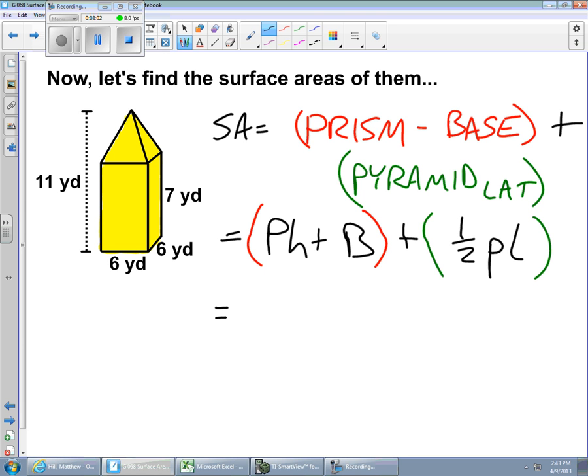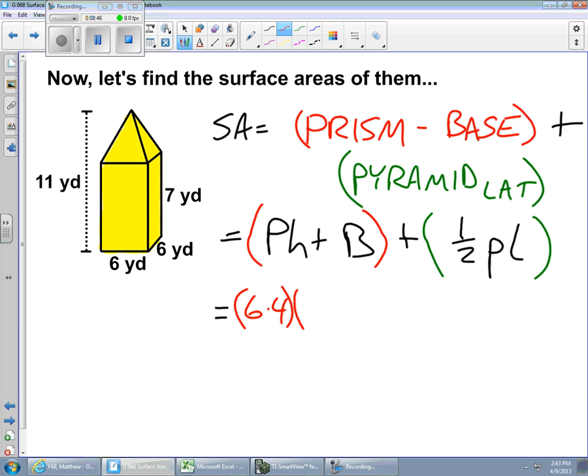Okay, so let's fill in some numbers. P represents the perimeter of your base. So in these red parentheses here, the perimeter of the base of our prism. What is the perimeter of the base of our prism? No, not 36. We're not getting the area. We're just going around the outside. So 6 yards across the front, 6 across the right, 6 across the back, 6 across the left. You've got 6 on each side and 4 sides, right? 24. What about the height of our prism?